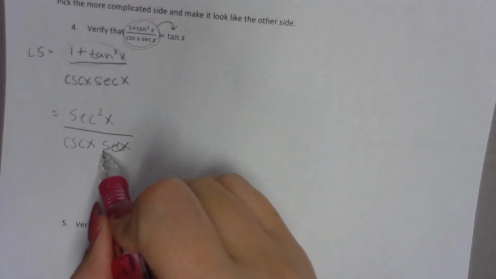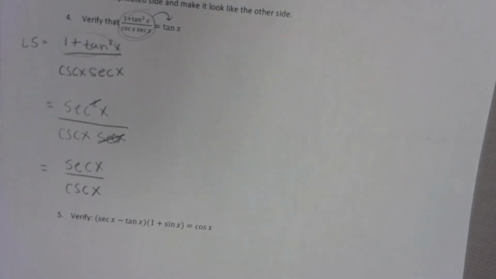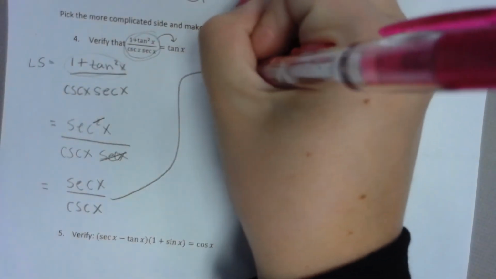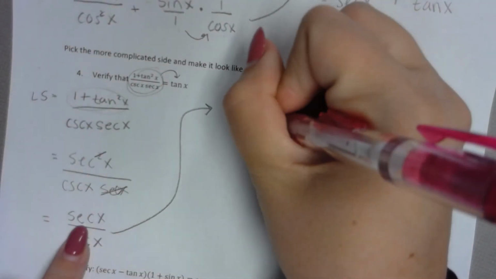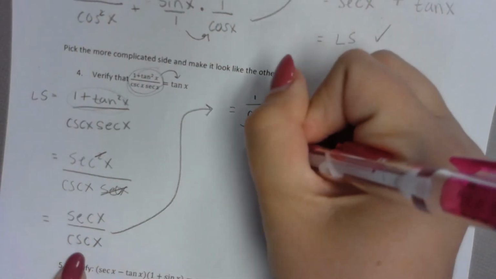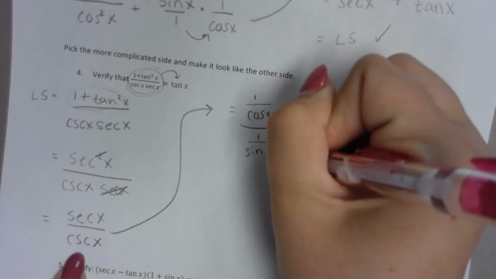So now secant and secant squared can cancel because I have 1 on top, 1 on bottom, so that gives us secant of x over cosecant of x. Well, we know too, I'm going to see how I'm being nice and organized. I'm saying my next step is going to be over here. Well, we know that secant is 1 over cosine of x. And we know that cosecant is 1 over sine of x.